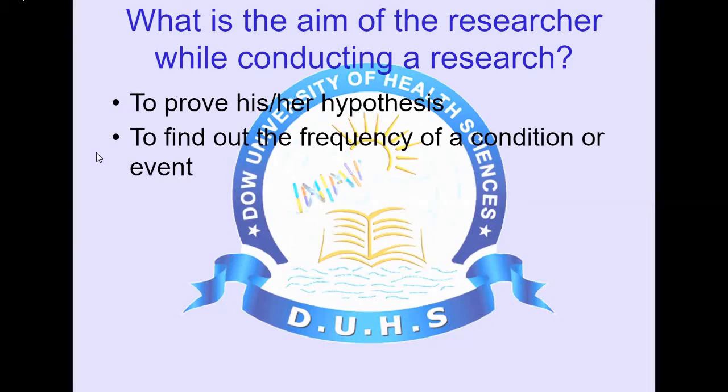For example, if a researcher is not sure whether treatment A or treatment B is better, and the researcher wants to compare those two treatments, that type of research objective would be assessing the hypothesis of which one is better.